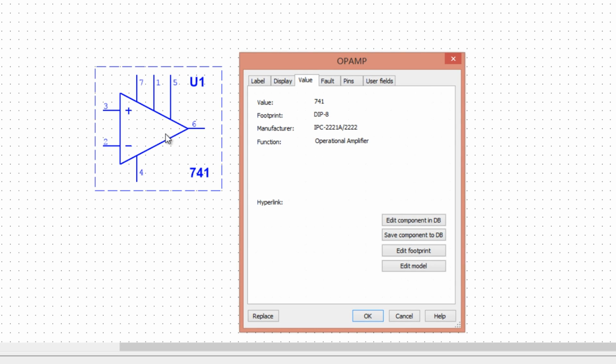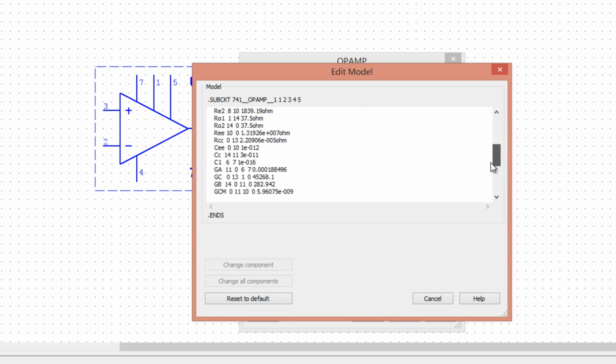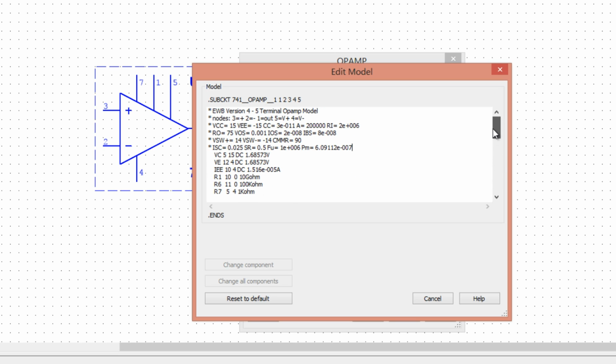What's the voltage of the power supply? We can also see its parameters. Now we need to click Edit Model to see some parameters. You can see a lot of parameters of the op-amp. In fact, we are only concerned about the above ones. Let's analyze them one by one.